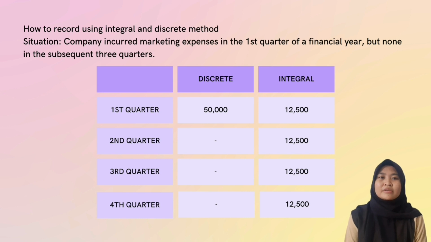But for the integral method, the 50,000 expenses incurred must be calculated by using the formula: annual value multiplied by the fraction of the reporting period. So, each quarter will record 12,500 ringgit for marketing expenses.